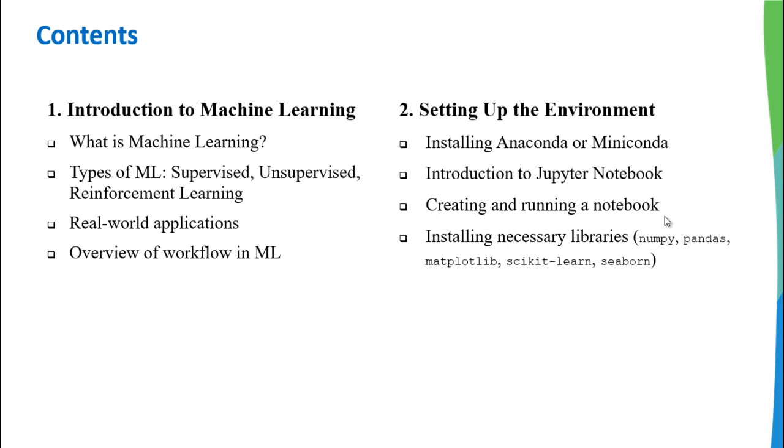And we have some content to cover under this section. We have to look at an introduction to machine learning, covering what machine learning is, and the types, which we are just talking about now. We look at real-world examples later, and a view of the workflow. We also need to look at setting up the environment, installing Python using Anaconda or Miniconda, and an introduction to Jupyter. We look at the Jupyter environment, creating and running a notebook, and installing necessary libraries like NumPy, Pandas, Matplotlib, Scikit-learn, and Seaborn, and so on. We need to see how we install them.